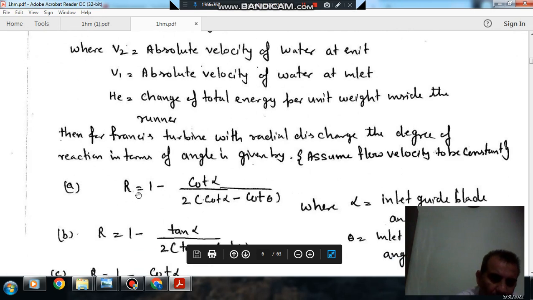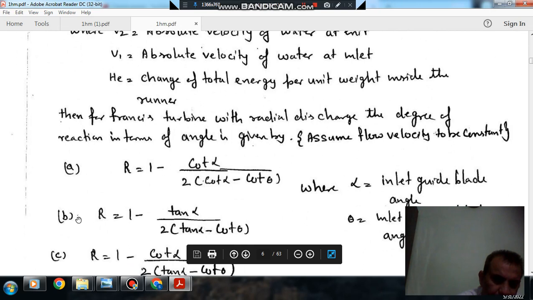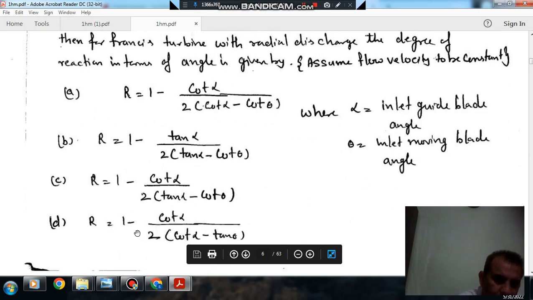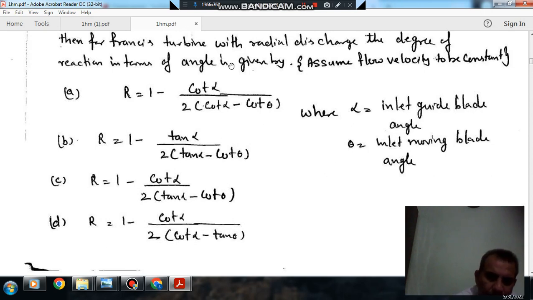Option A, R is equal to 1 minus cot alpha divided by 2 (cot alpha minus cos theta), and B, R is equal to 1 minus tangent alpha divided by 2 (tangent alpha minus cot theta). C, R is equal to 1 minus cot alpha divided by 2 (tangent alpha minus cot theta). D, R is equal to 1 minus cot alpha divided by 2 (cot alpha minus tangent theta). Where alpha is the inlet guide blade angle and theta is the inlet moving blade angle.